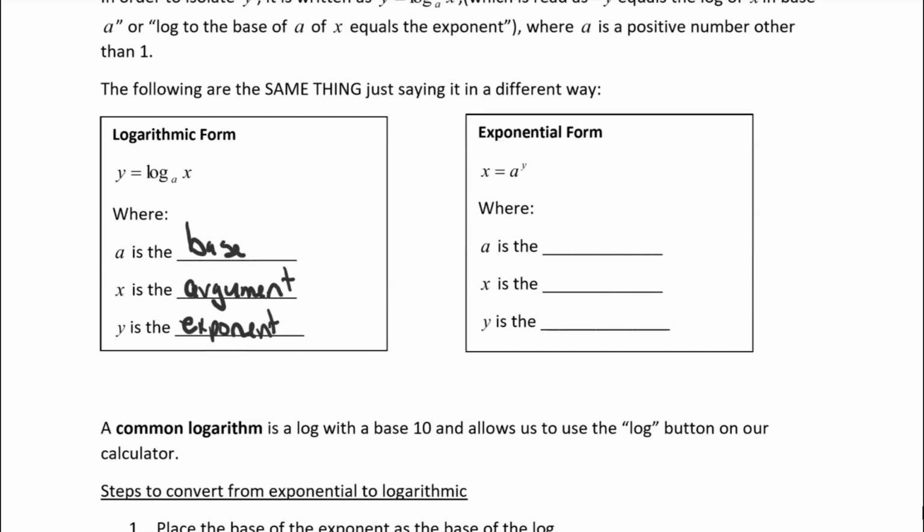Whereas in your exponential form, you have x is equal to a to the power of y, where a is your base, x is the solution, and y is the exponent. Okay? So again, it's the same thing, but it's just said in a different way. If you're saying x is the argument, that's basically what the solution is. In your exponential form, you can see that x equals a to the power of y, so x is the solution in this case.